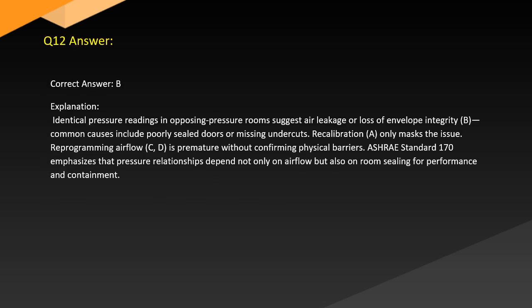Answer. Correct answer: B. Explanation. Identical pressure readings in opposing pressure rooms suggest air leakage or loss of envelope integrity. Common causes (B) include poorly sealed doors or missing undercuts. Recalibration (A) only masks the issue. Reprogramming airflow (C, D) is premature without confirming physical barriers. ASHRAE Standard 170 emphasizes that pressure relationships depend not only on airflow but also on room sealing for performance and containment.